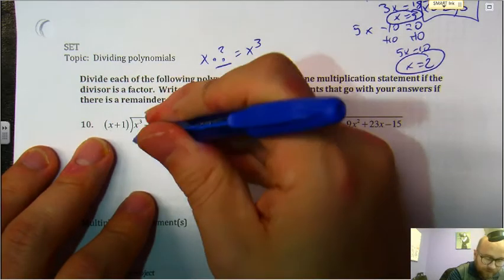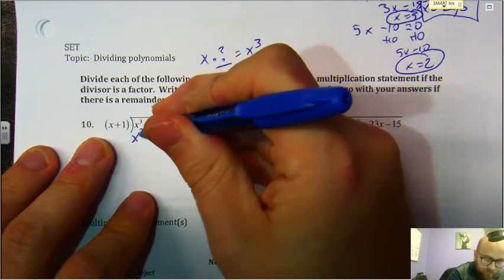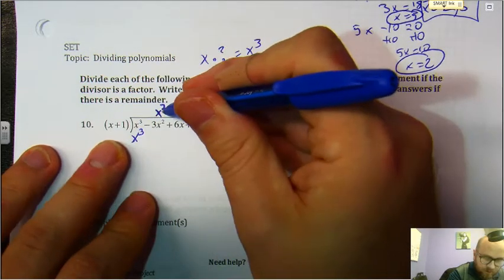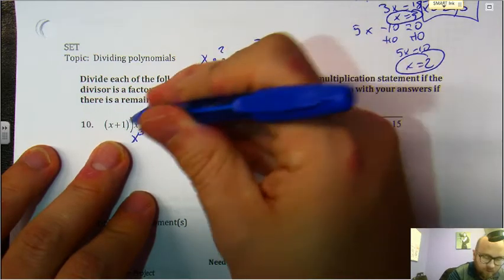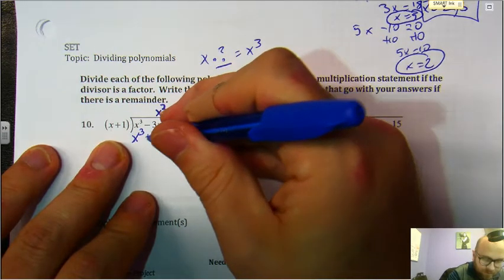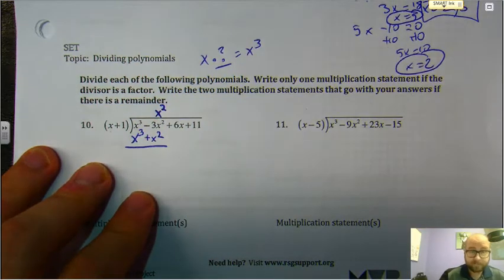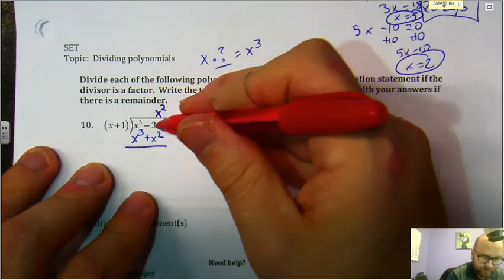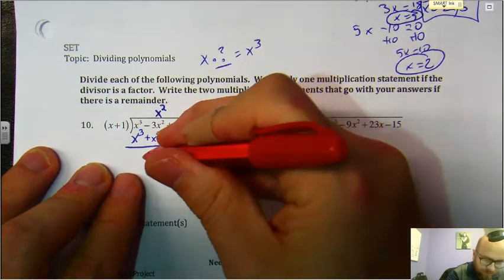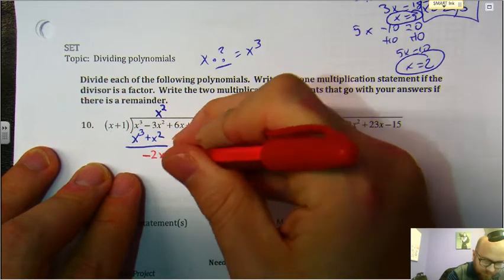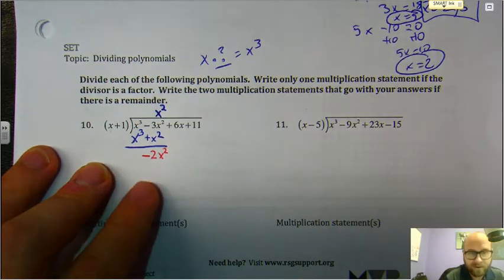Well, I'd get x cubed, x squared times x, but then x squared times 1 would be plus x squared. So now I'm going to add these together. Negative 3x squared plus x squared is going to be negative 2x squared. Okay, that's going to be my remainder there.